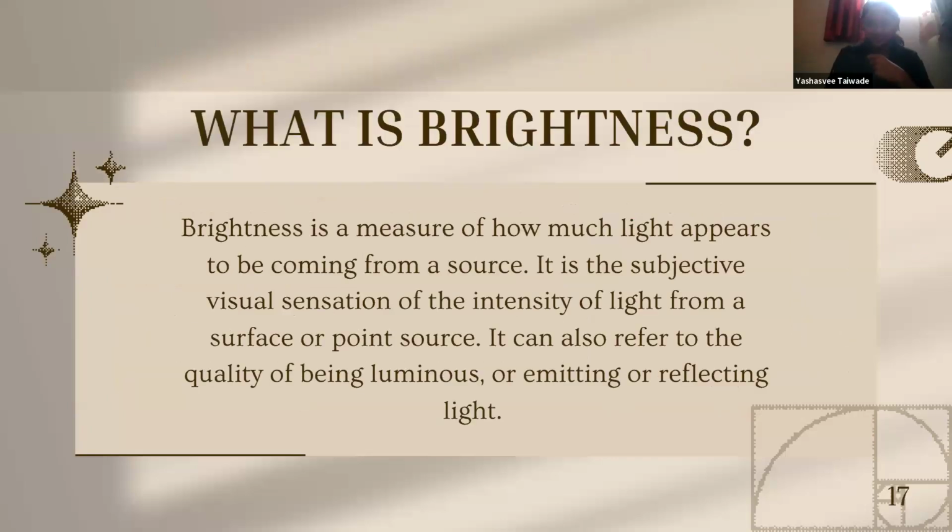This slide is just meant for you as a reminder slide on what brightness is. Brightness is a measure of how much light appears to be coming from a source. I think we all know what brightness is. This is just a definition. This is rather an easy one. The further one is a bit more complicated. It is the subjective visual sensation of the intensity of light from a surface or point source. It can also refer to the quality of being luminous or emitting or reflecting light. So basically, how much light appears to be coming from a source, an easy and simple definition. This slide is just supposed to be a reminder slide. It stresses pretty much nothing.